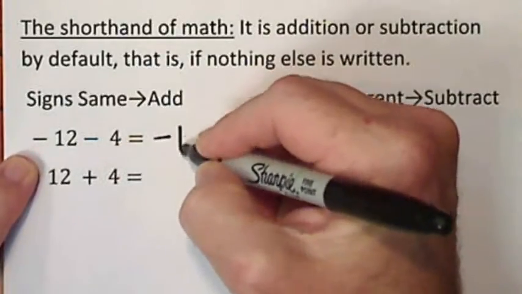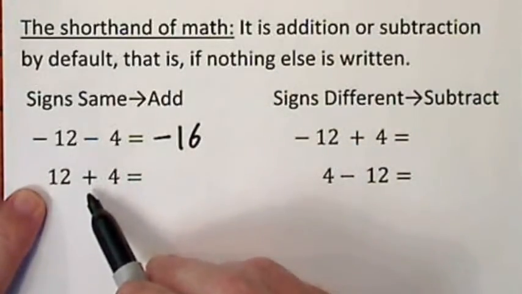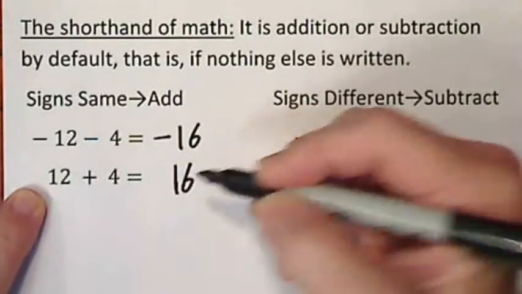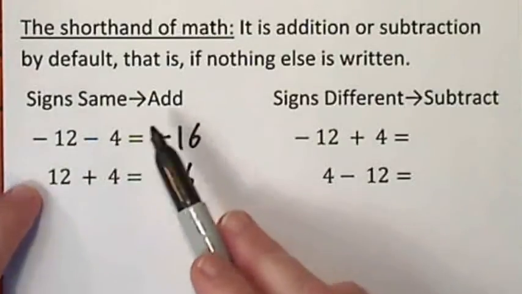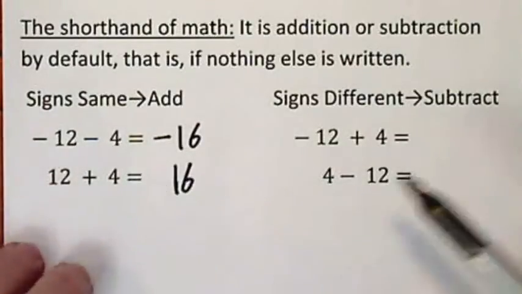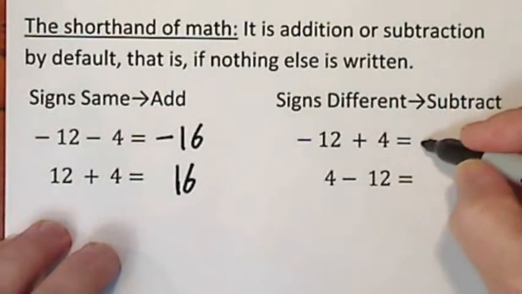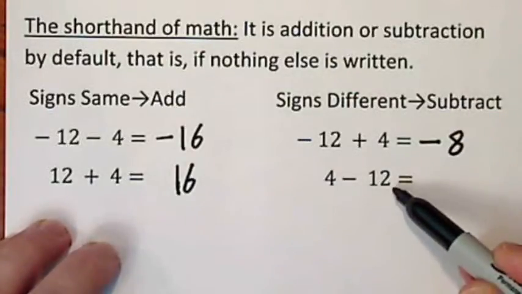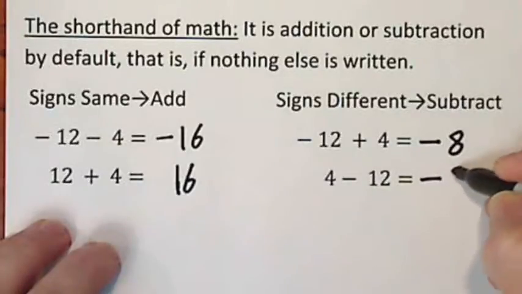This yields -16. The signs are the same, we add. We get a +16. So you always keep the sign when you add. Signs are the same, you add, and you keep the sign. Okay? When the signs are different, you subtract, and you keep the sign of the larger. This is essentially the same problem as this, and the answer is the same.